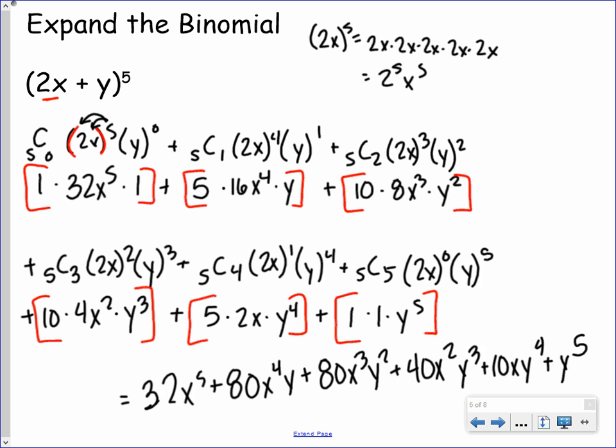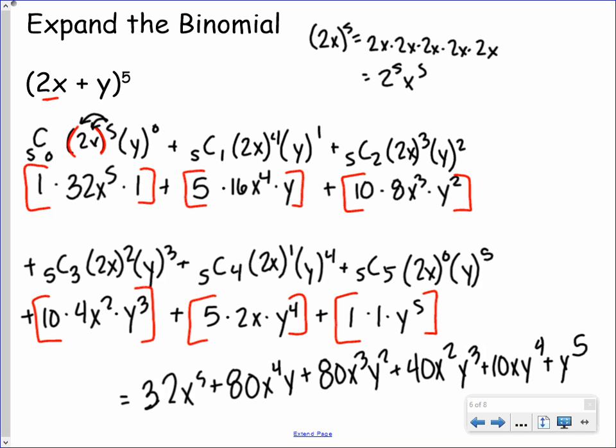And so this is my final answer. 32x to the 5th plus 80x to the 4th y plus 88x cubed y squared plus 40x squared y cubed plus 10x y to the 4th plus y to the 5th. If you're not getting those same coefficients, I'd go back and double check, did you really do 2 to the 3rd to get 8? Okay.